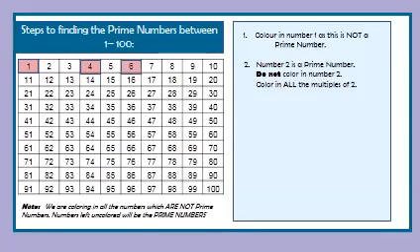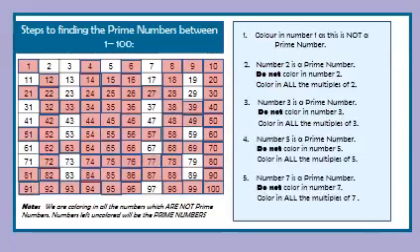2, it has 4, 6, 8, 10, 12, 14, 16, 18, 20, 22, 24, 26, 28, 30. All of these numbers are the multiples of 2. I'm going to cross them out or color them because they are not prime numbers, because at least you can divide them by 2, right? But I'm going to keep 2 because it's only divisible by 2. We cannot have factors for 2 other than 1 times 2, okay? So I'm going to keep 2.